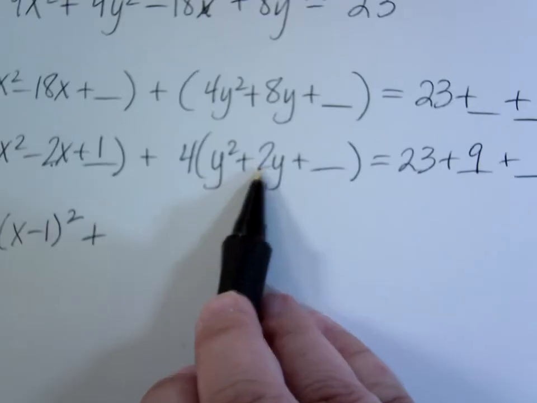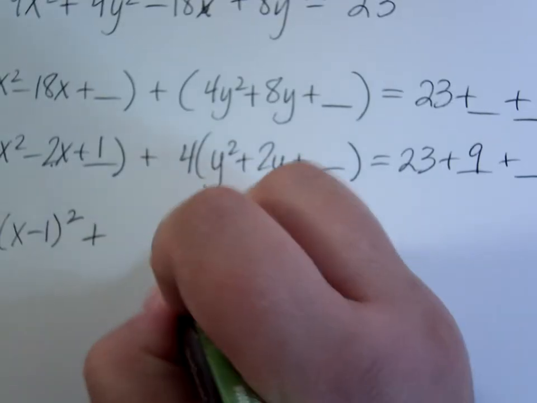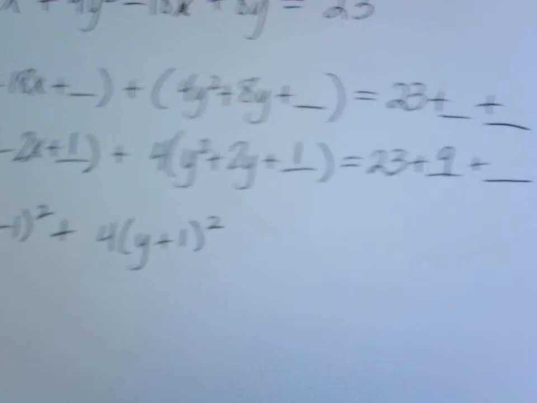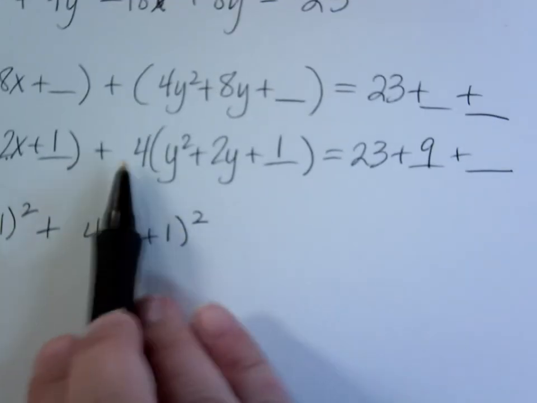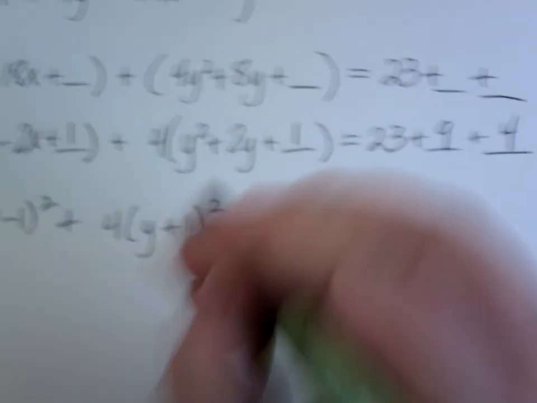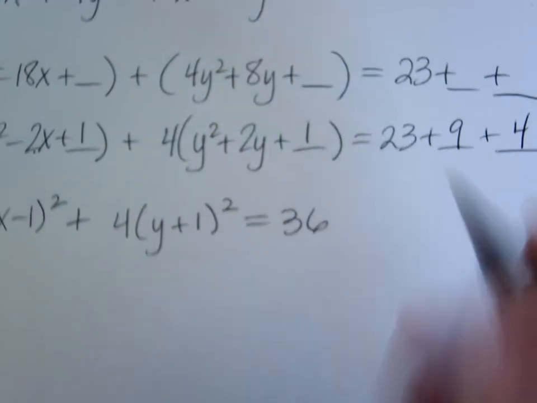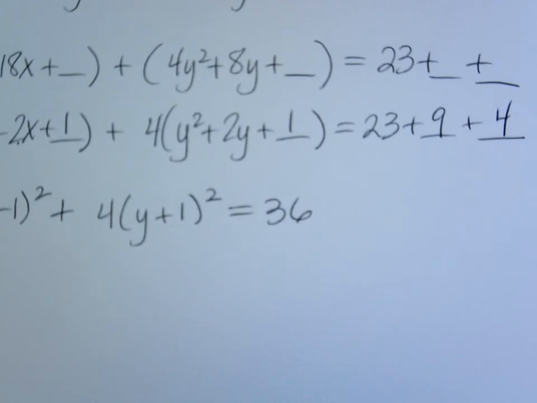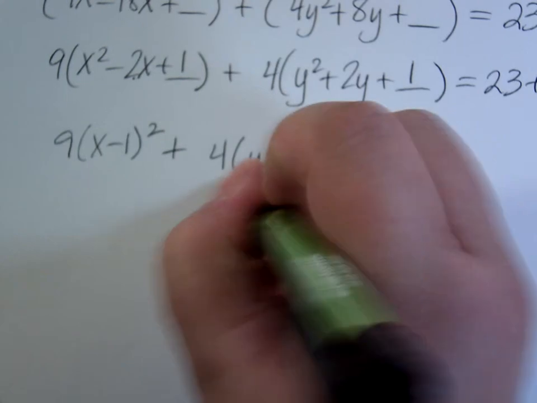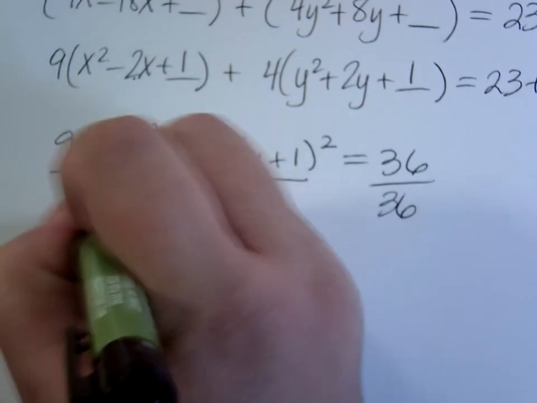Then half of this number is positive 1. Square it, you get positive 1. And what I just added to the left was 4 times 1, so I'm going to add 4 times 1 over here. This means on the right-hand side I'm going to get 36 when I add up 23 plus 9 plus 4. Now I can divide everything by 36 to get a 1 on the right-hand side of the equation.